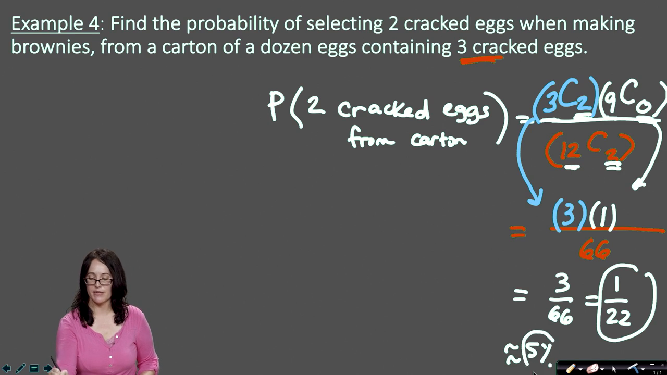So the good news is, even though I didn't check my carton before I left the store, there's still only about a 5% chance that both of the eggs I pick when I go to make my brownies are cracked in this situation.